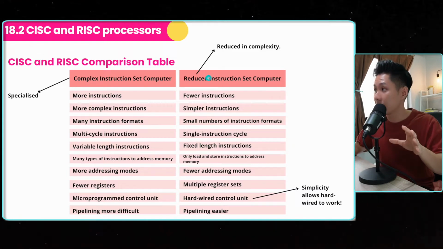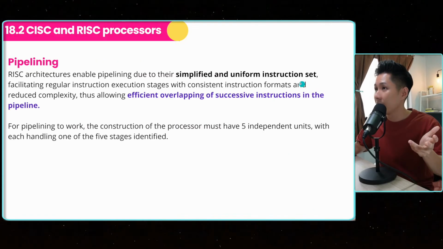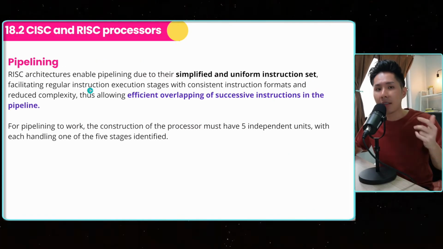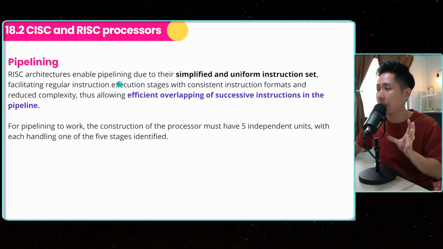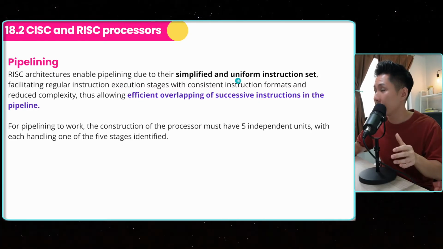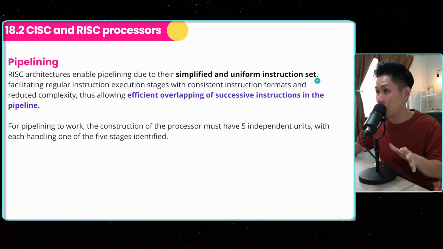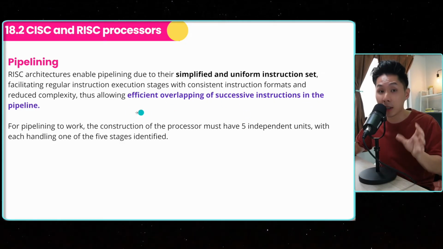Whereas reduce here stands for reduce in complexity. Now, pipelining is something that RISC can do. I will talk about what it is in a while, but let me read the definition. It enables pipelining due to a simplified and uniform instruction set, facilitating regular instruction execution stages with consistent instruction format and reduced complexity, thus allowing efficient overlapping of successive instructions in the pipeline.